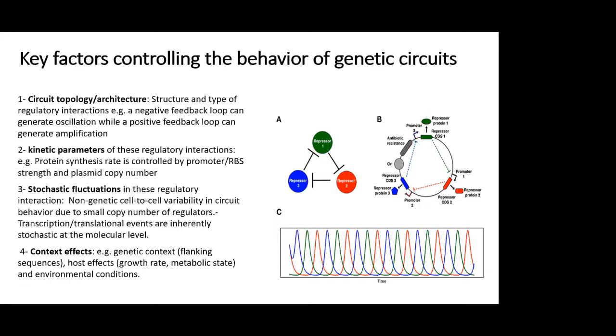So the kinetic parameters are a very important factor of the circuit behavior. And we also have stochastic fluctuation in genetic circuits. As I mentioned, genetic circuits are regulatory interactions. These regulatory interactions happen in cells using a small number of molecules. These small numbers of molecules are governed by probability and probabilistic interactions.